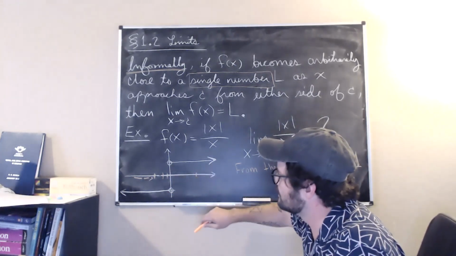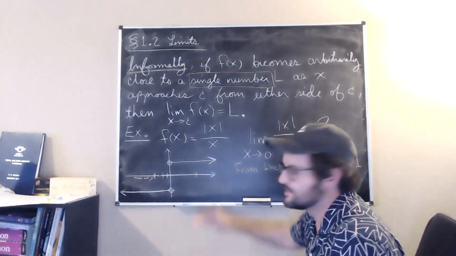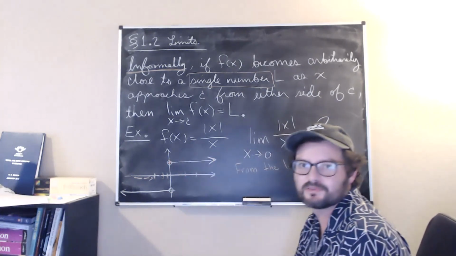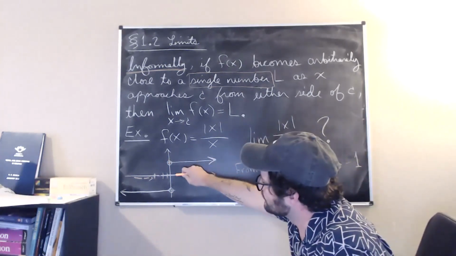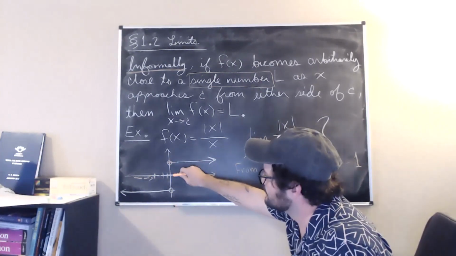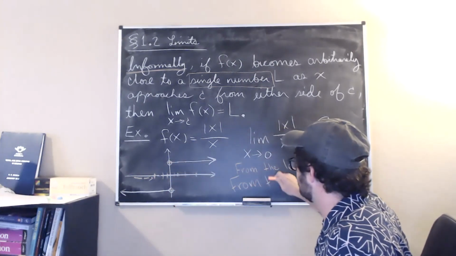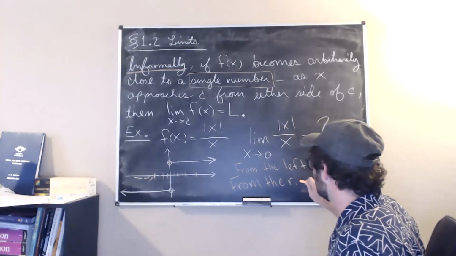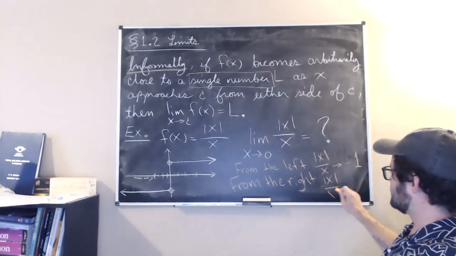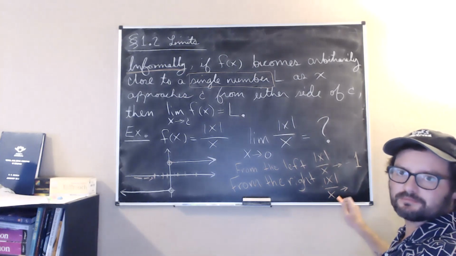So if I pick x right there, what's the value of the function? 1. If I walk a little bit further and pick another x and look at the value of the function, 1. If I walk a little bit further, pick a value, look at the function, 1. So from the right, where does that look like it's going to? +1, right?